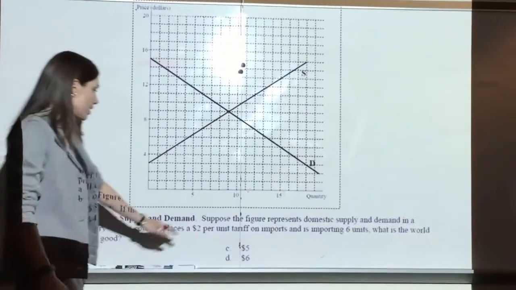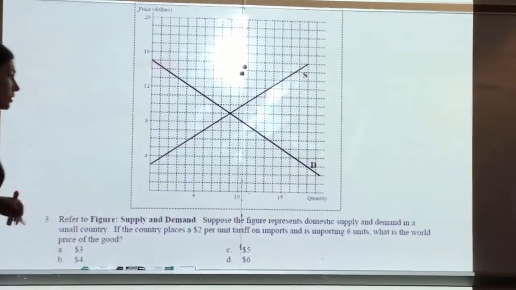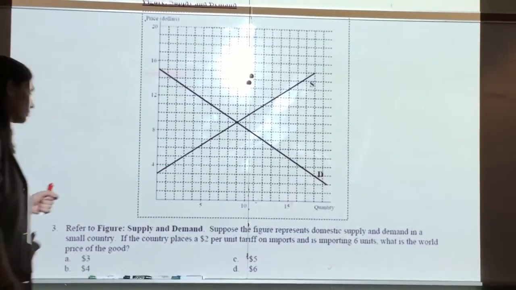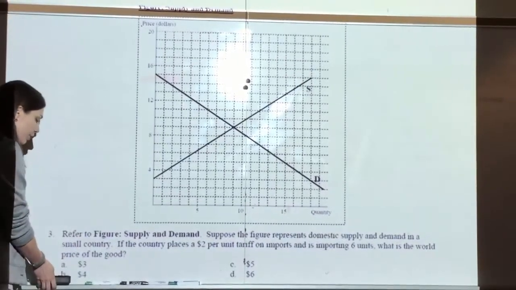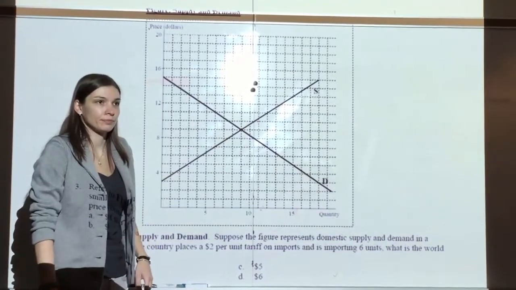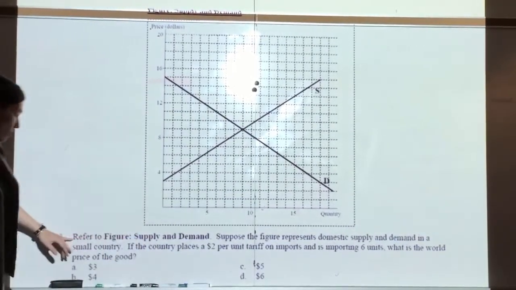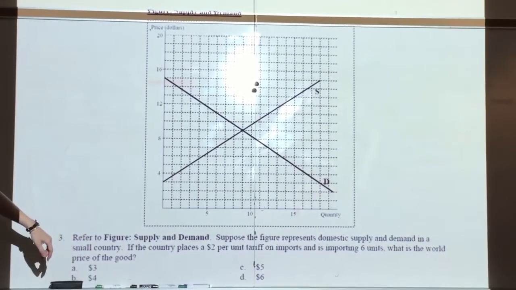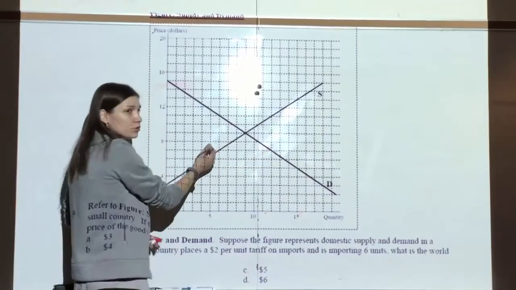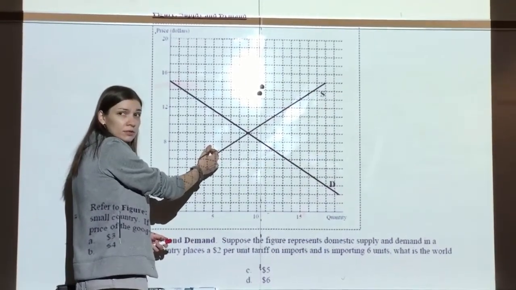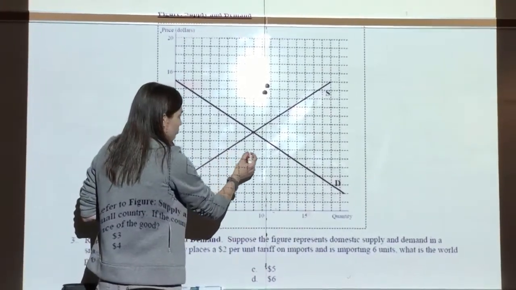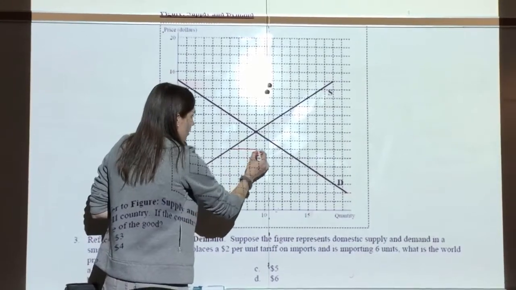The country places a 2 per unit tariff on imports and is importing 6 units. What is the world price of the good? So first of all, if the country is importing, right, are we below or above the domestic equilibrium? Below. And we know that below, we are importing 6 units, right? So basically the difference between the quantity demanded and the quantity supplied is 6 units, correct, at the price. Find where that is. So 6 units, 1, 2, 3, 4, 5, 6, it's right here, right?